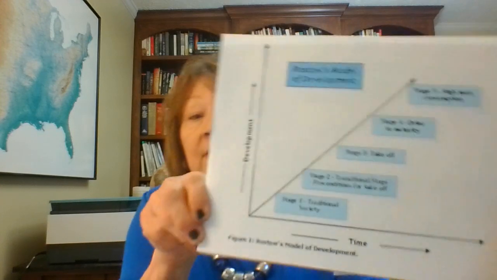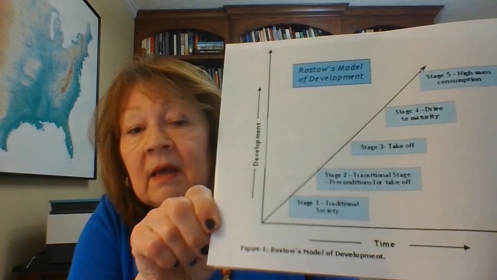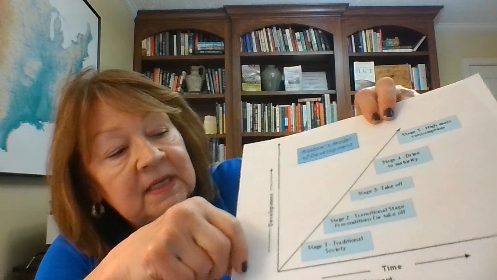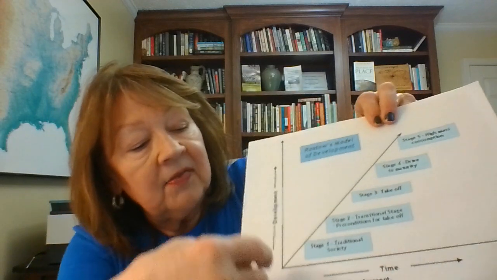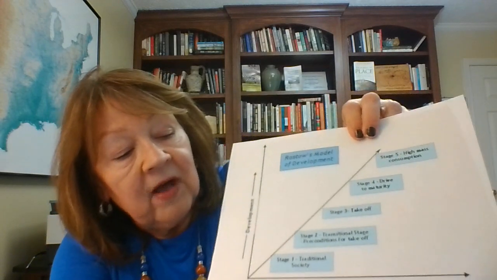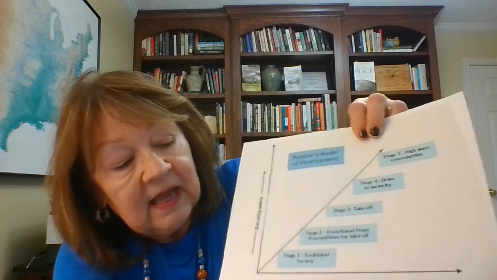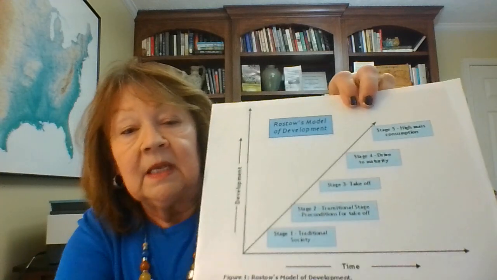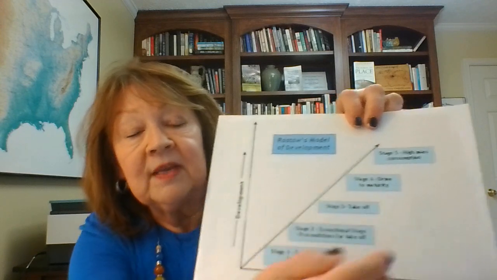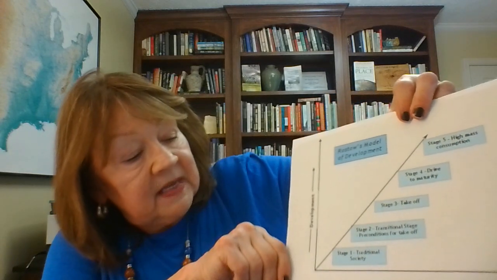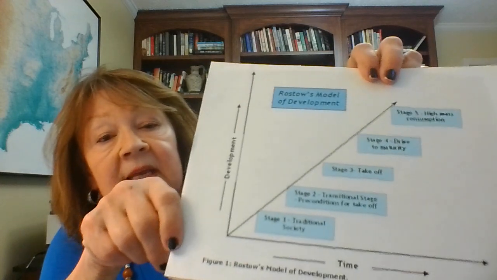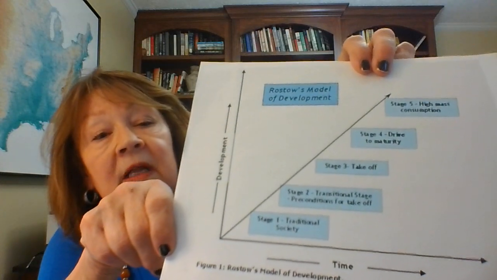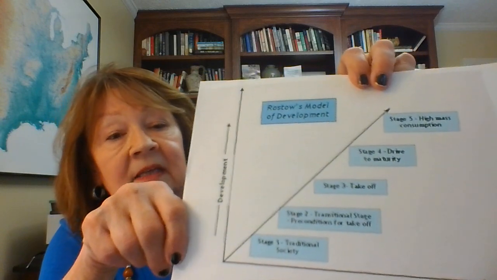So here is another visual representation. We have the development going up on the vertical axis, and on the horizontal axis we have time. So it's a factor of time and development, and you can see it progresses from stage 1 through the second stage, third, fourth, and fifth. So as time goes on, hopefully the society or the country's economy will develop in a progressive way, in a linear fashion.